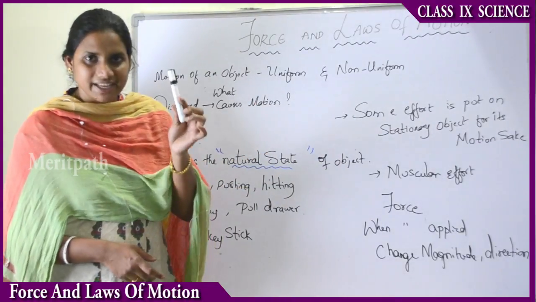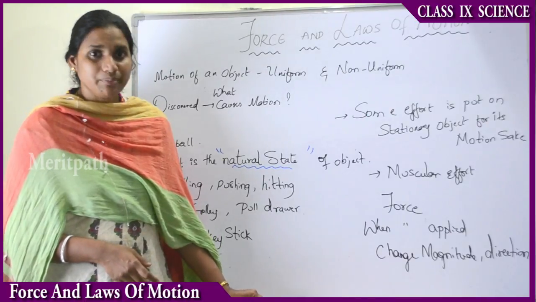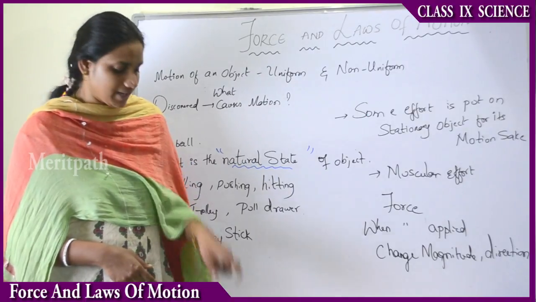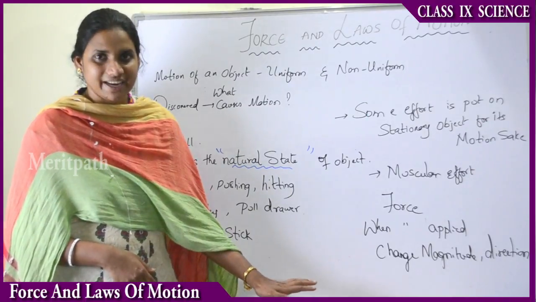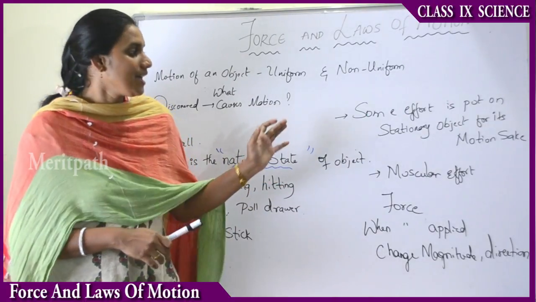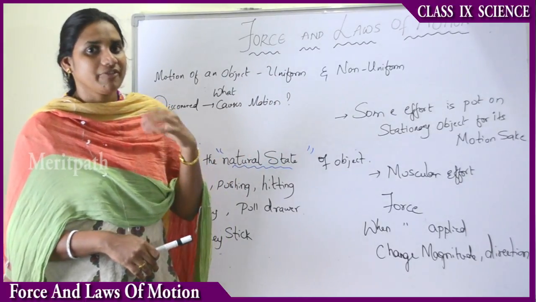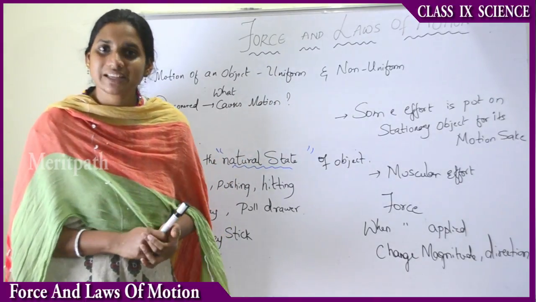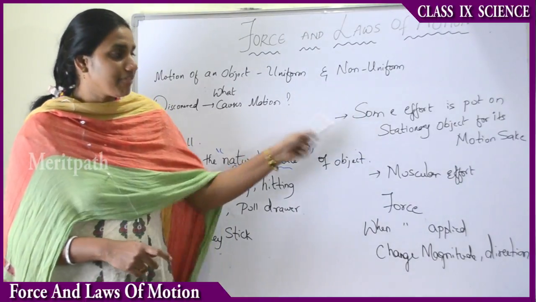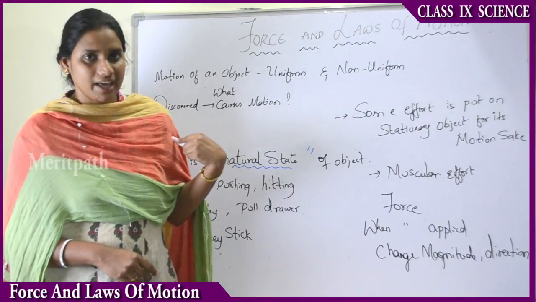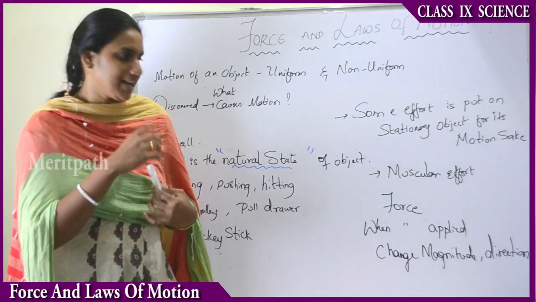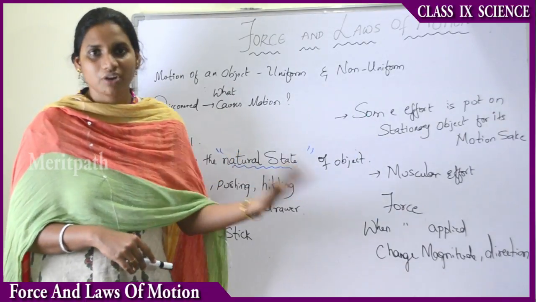See, for example, let us take this pen. This is in a stationary position. When I put some effort, that is when I push it with the help of my finger, it will move to some place, right? Therefore, we can say that when some effort is put, we can move that object. That is, some effort helps to move the objects from one place to another, and that is known as the motion state of the object. And that effort is also known as muscular effort. That is the effort of our hands or legs. Our energy is transferred into the form of motion.